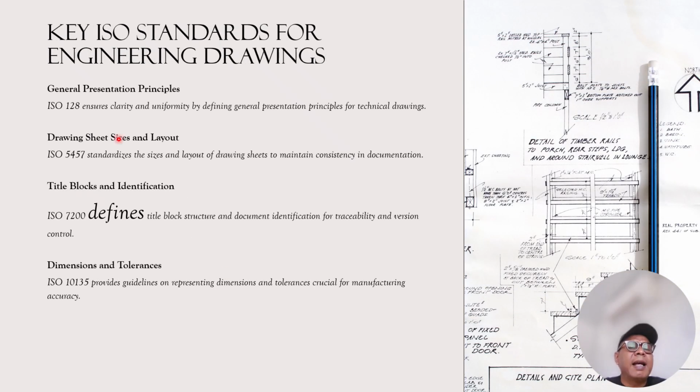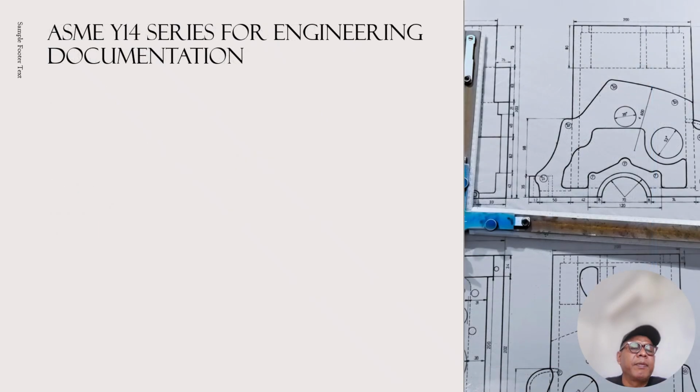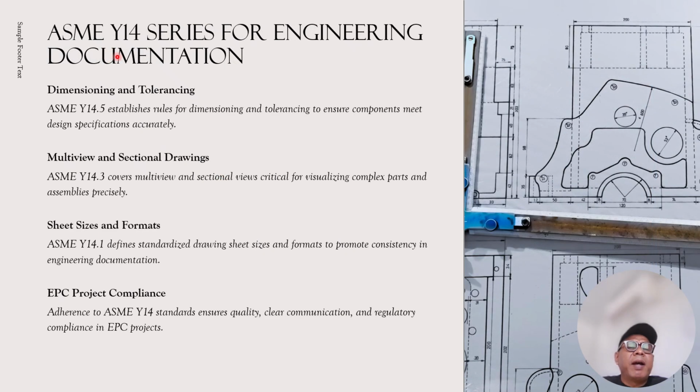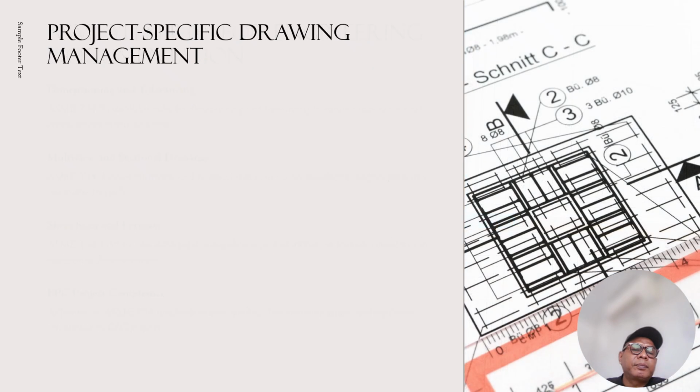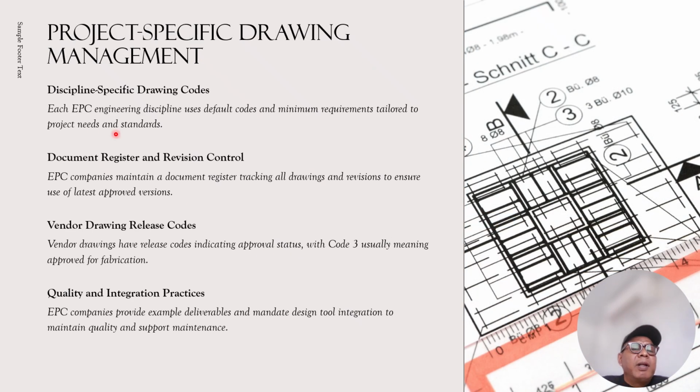So these are the key ISO standards for engineering drawings, and the standards for engineering documentation. For the project specification and drawing management, each discipline's drawing code is used by default in EPC engineering, with a minimum requirement tailored to the project's needs and standards. So this is very important. The standard is very important.